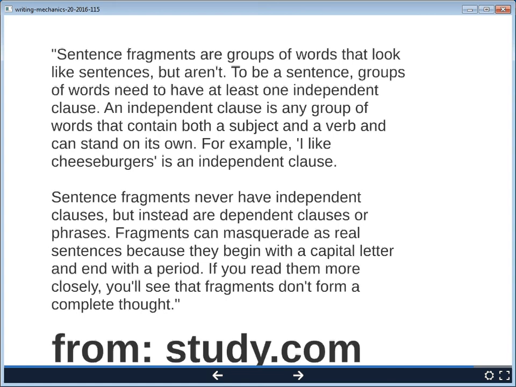That's probably the best test to figure out whether what you've got is a fragment or a complete sentence. Read it out loud to yourself or read it out loud to someone else. If they're able to figure out what you're talking about, then it's probably fine as a complete sentence. But if they're left with basic questions about who you're talking about or what you're talking about or what you're saying, then in all likelihood it's a sentence fragment.